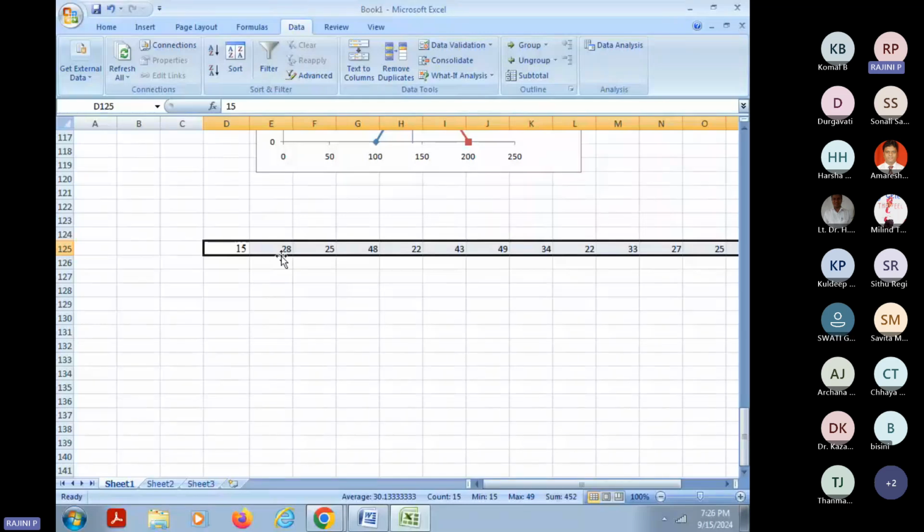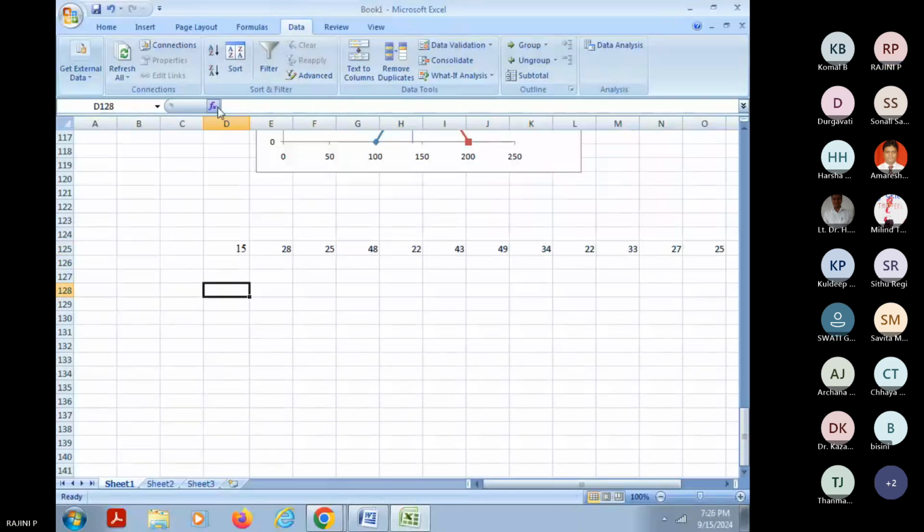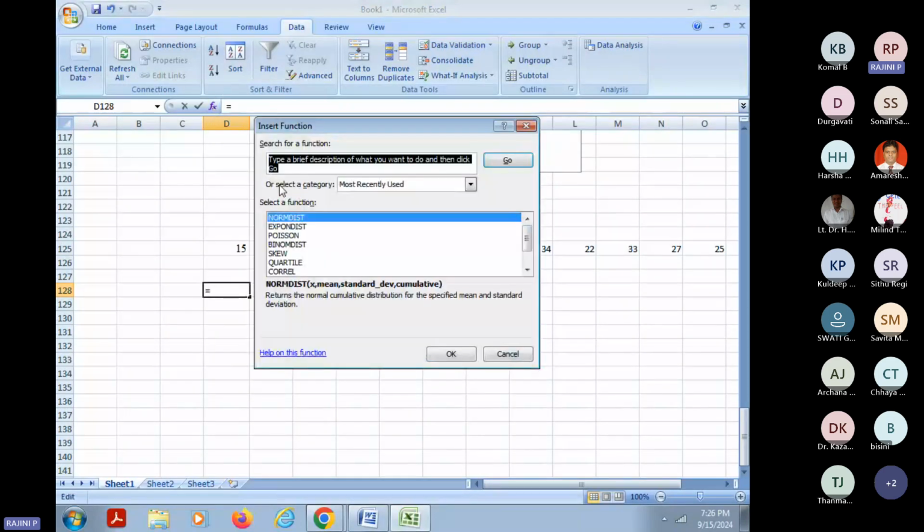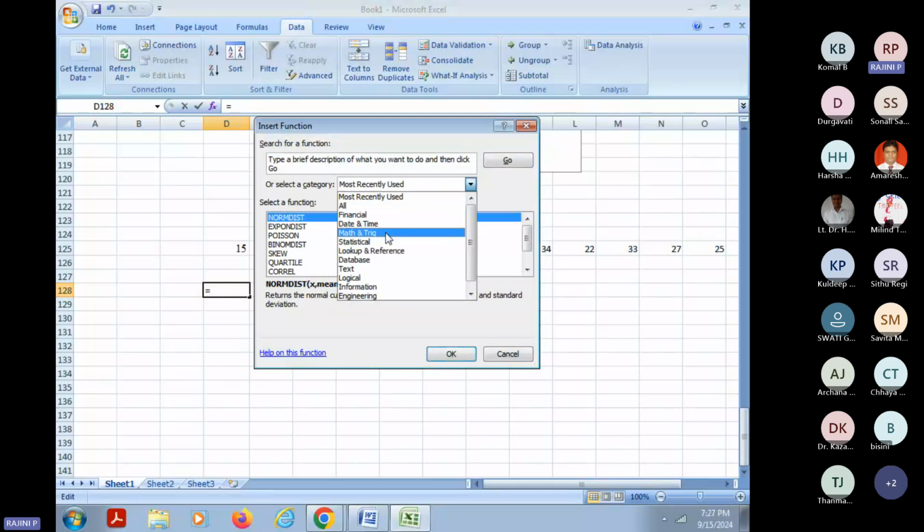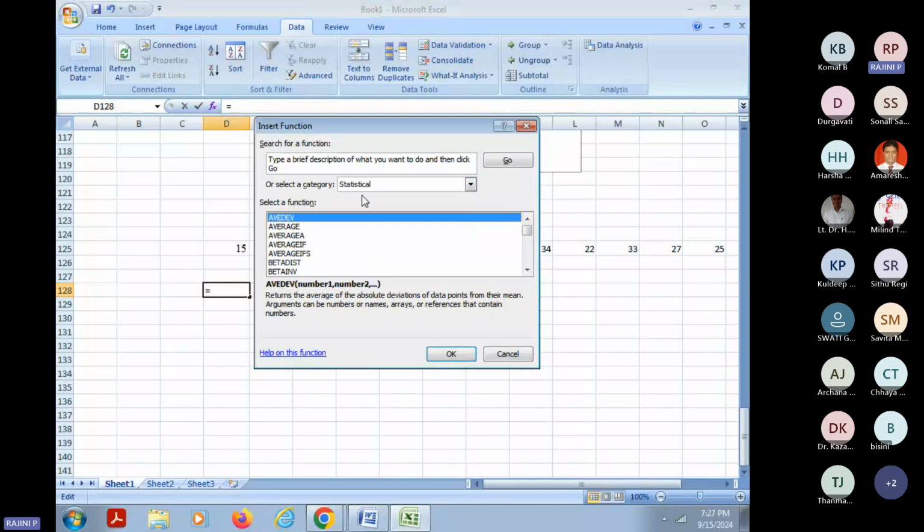Thank you. So once this is done, just go to the functions. Go to the Insert Function bar, click on this. Here it is showing most recently used. But click on this small triangle, you'll get a drop-down menu. In this one, check here, statistical. We require statistical calculations. Then what I need first is Average. Click on this, then okay.